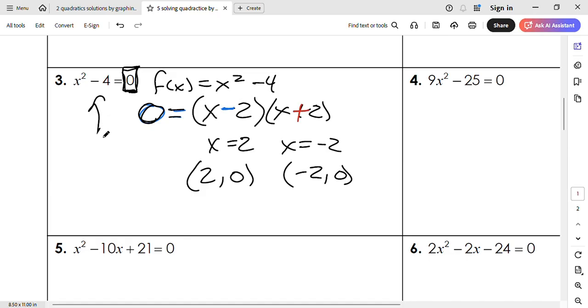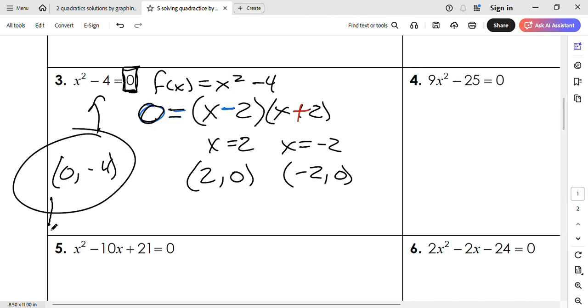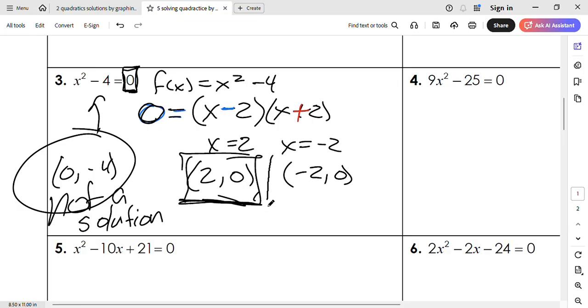Y-intercept? (0, -4). Okay? That's not a solution. This is not a solution. It's just the y-intercept. We don't call those solutions. Ronan, what's up? You got a question? Okay. So this is the form I wanted. All right. Next test, I'm going to be very strict on the form that you give it to me in.